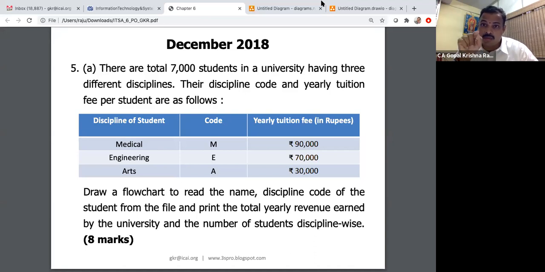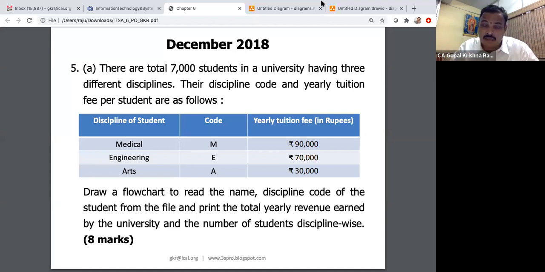So M is equal to first student. Then count it, you have to find out how many counts are there. Once you have finished counting, then at the end you have to do a computation: the number of M students into 90,000 plus number of E students into 70,000 plus number of arts students into 30,000. That will be your total revenue. And how many students are there in each discipline? In medicine, M students. So output medicine equal to number of students M.